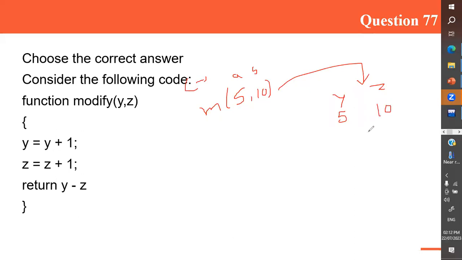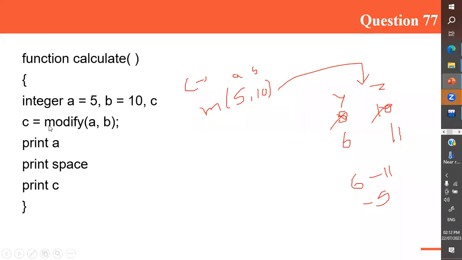Agreed? Understood, everyone? Now what are we doing? y equal to y plus 1. y value was 5, it will become 6. Then z equal to z plus 1, z value will become 11. Now we are returning y minus z. That means 6 minus 11. What are we returning? Minus 5. Where will it return? Wherever we called. Where did we call the function? Here. That means modify has returned minus 5. That will be stored in C. So C value is minus 5.